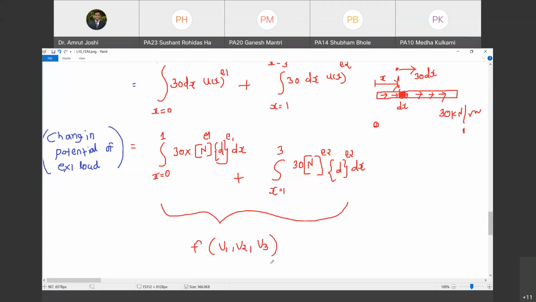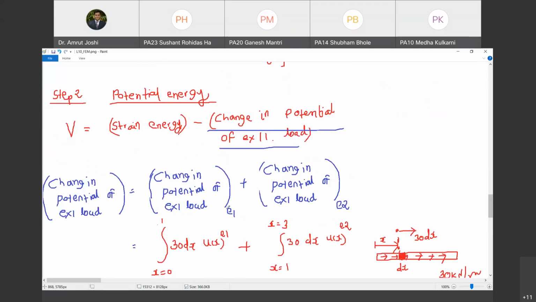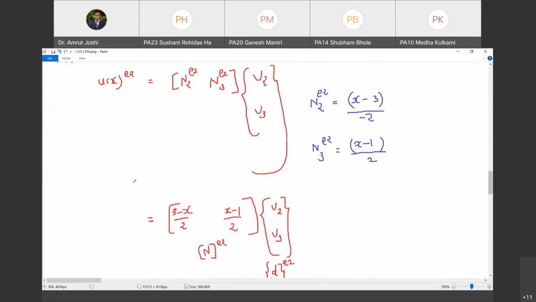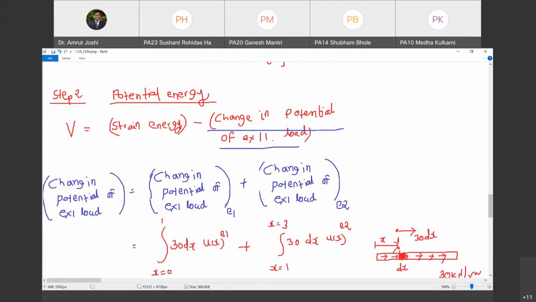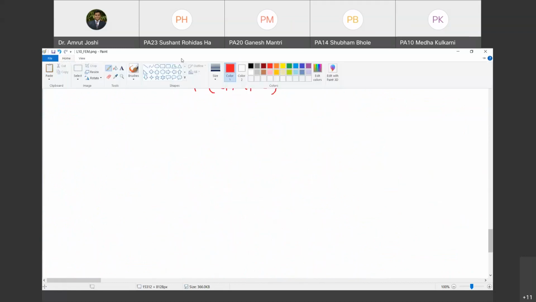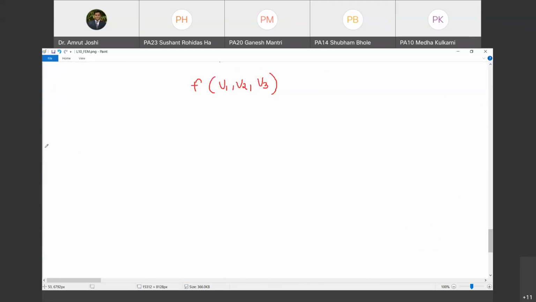Okay, so one part of the potential energy we have expressed in terms of primary unknowns. जो हमारे primary unknowns है उनके terms में ये लिख दिया. Now let us look at the second part. What is second part? Second part is strain energy. So now let me write down the strain energy. How do I write down strain energy?